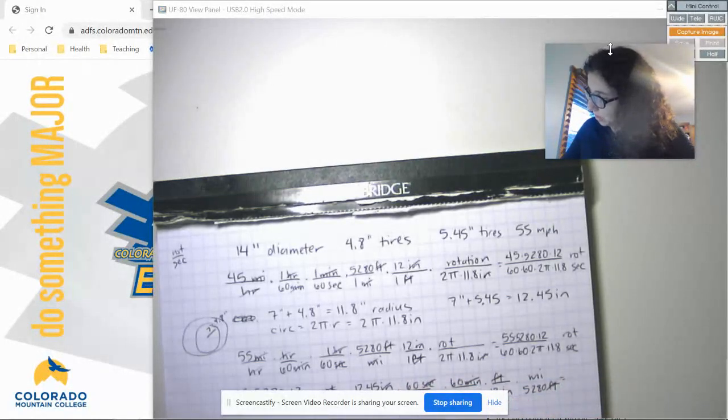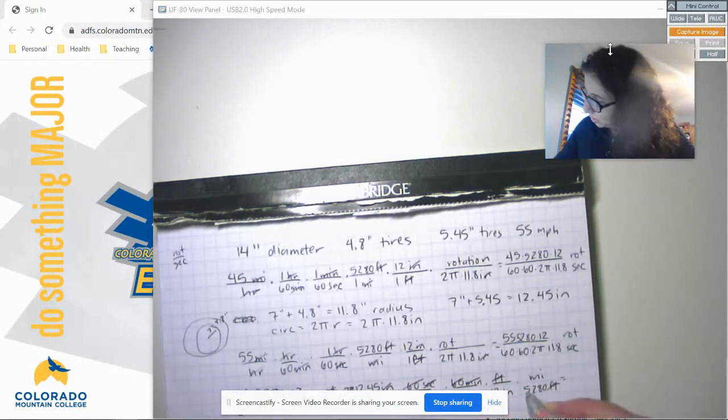Okay, what are we going to get? Well, a bunch of stuff's going to cancel, right? 60 cancels with 60. 60 cancels with 60. Oh wait, and this isn't 12.45, it's 2 pi times 12.45. That's circumference. So this 2 pi cancels with that. And 5280 cancels with that. And this 12 cancels with that. What are we left with? We're just left with 55 times 12.45 divided by 11.8 miles per hour.